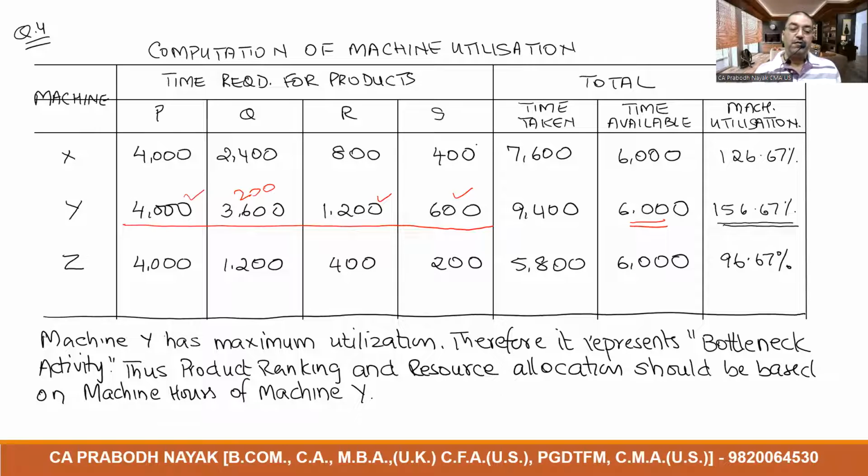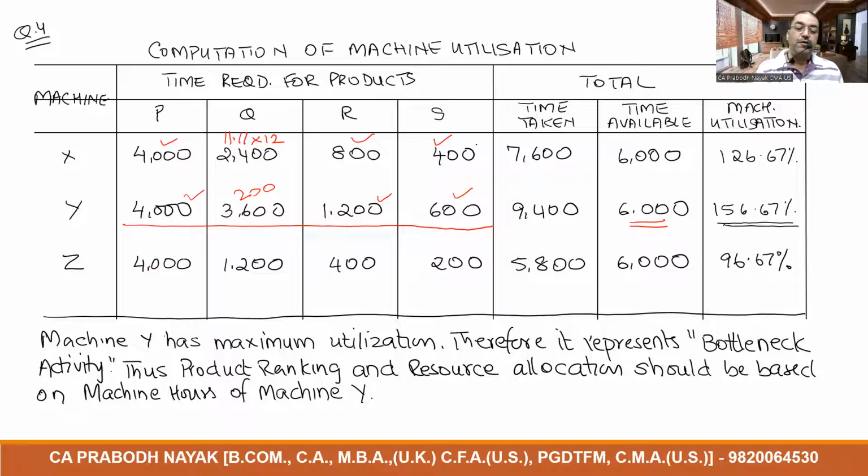Machine X, the same thing will come. This 4,000 will come, this 800 will come, this 400 will come. And then I will see how much of Q is going to be coming. So how many hours are required of machine X per unit? 12 hours, machine X per unit, as per your table given in the question. 12 hours into how many units? 11.11. So 11.11 into 12 hours, I will take for product Q.